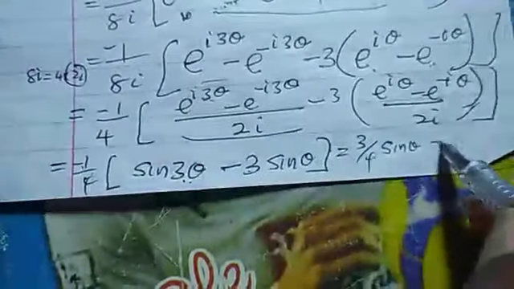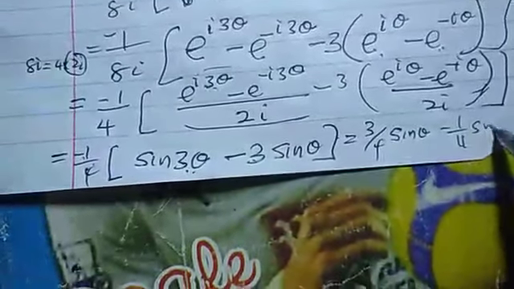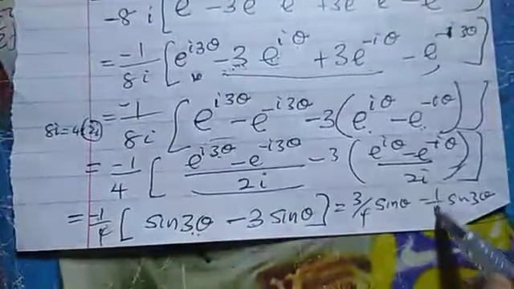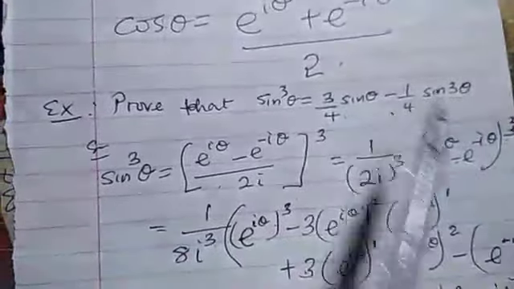Minus 1 over 4 times sine 3θ, that will be minus sine 3θ over 4. So we have proved it. We have proved this. This is what we have to prove, and we have proved it.